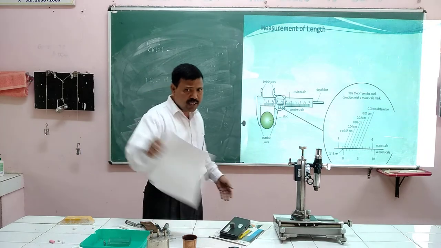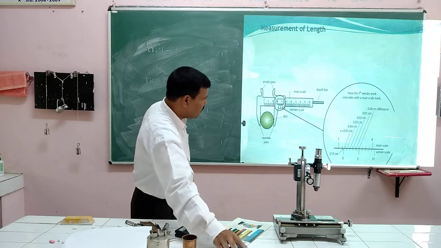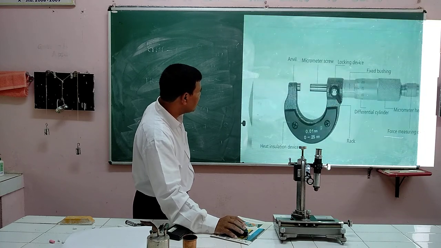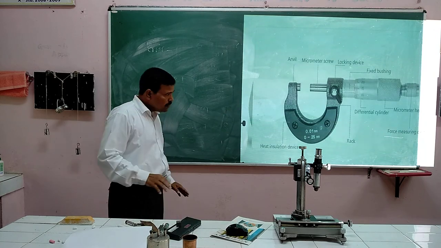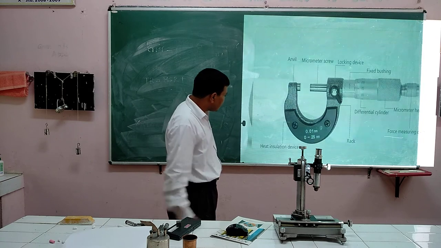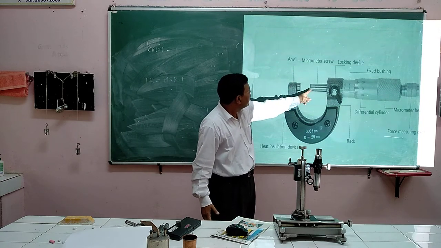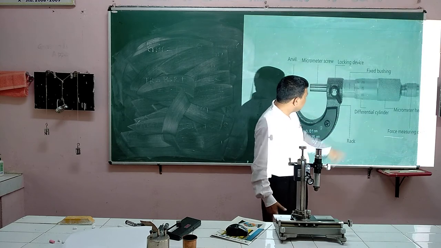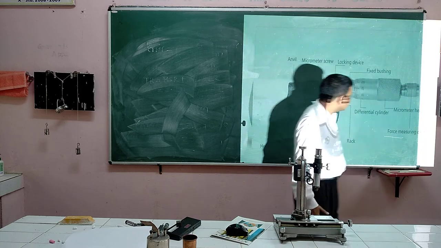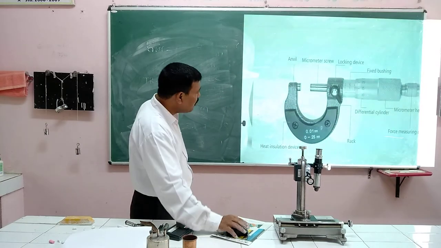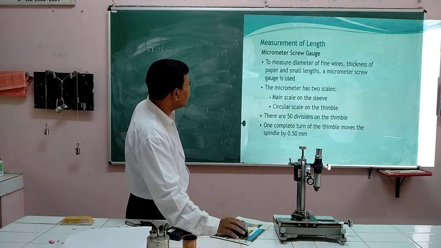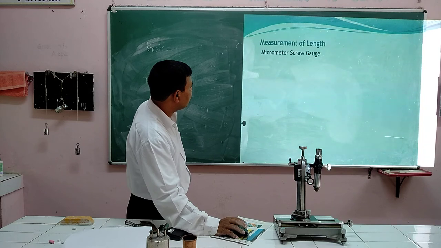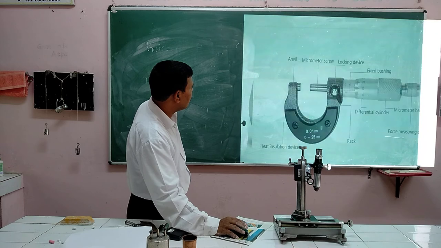Now let us look at the screw gauge. It is also called a micrometer. Here is a micrometer. This micrometer contains several parts. This is the anvil, the micrometer screw, the locking device, the linear scale, the circular scale, and here is the ratchet. Okay, we have one more picture of the screw gauge.